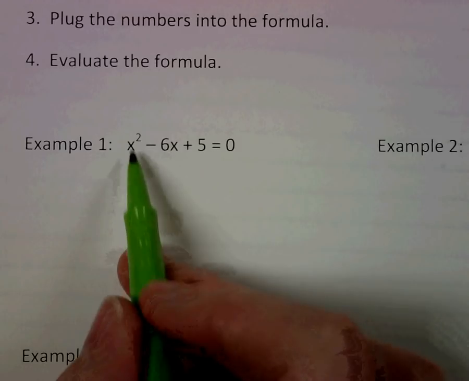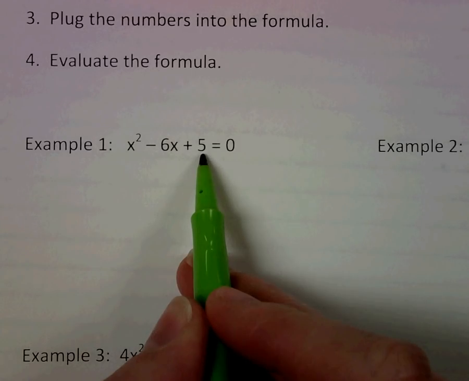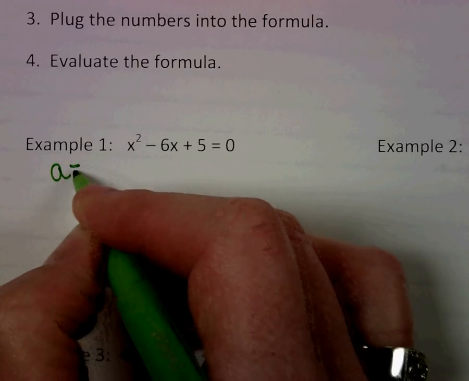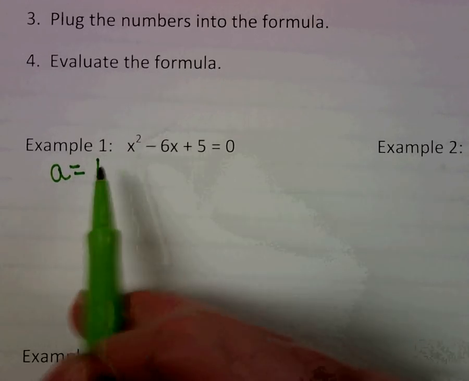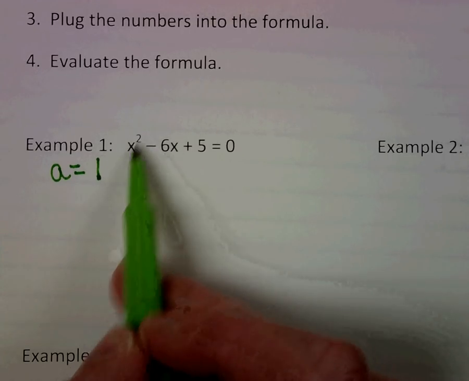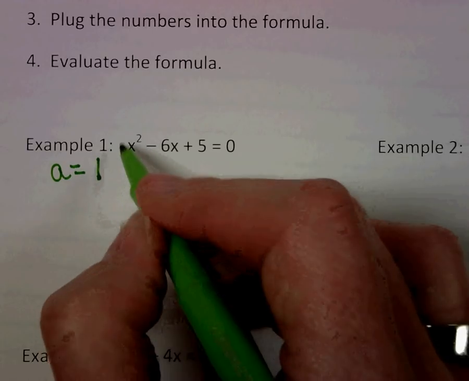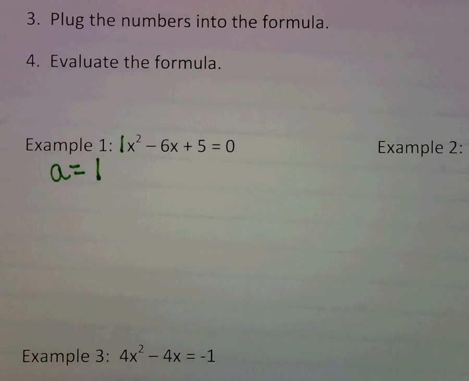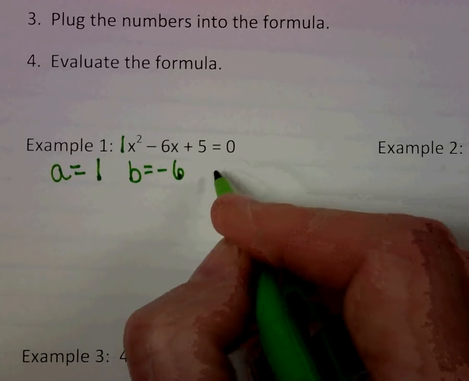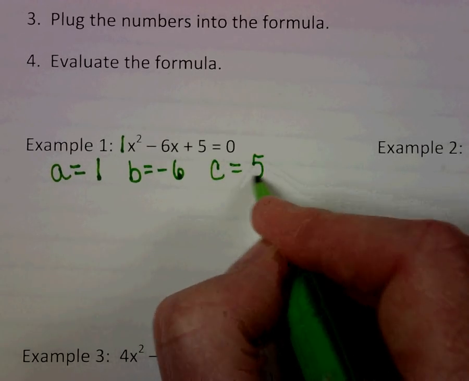So in example 1, it's in standard form. It's equal to 0. So we're going to identify our A, B, and C. A is 1. Remember, A is always a numerical value here. Okay, we don't want to include x squared as part of it. It's understood that there's a 1 right there. B is -6, and C is 5.